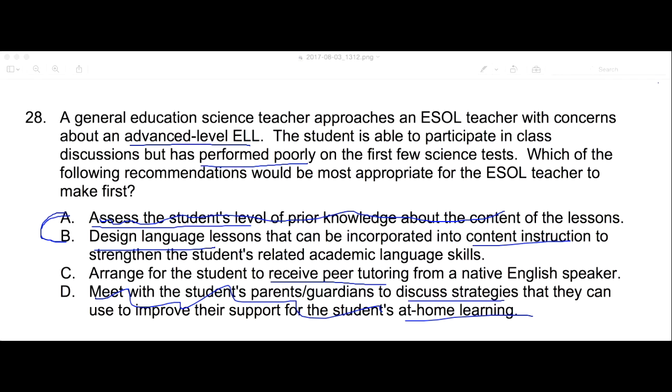Now, when we look at C, arrange for the student to receive peer tutoring from a native English speaker. Well, we know in education that peer tutoring has its positives. It is a good practice to do in class. But in this instance, they are participating. But remember, the key word is they're performing poorly on those tests. So that's why you need to design lessons to work and strengthen that content instruction for that student. So once again, the answer is B.